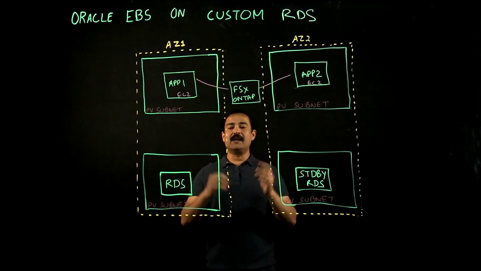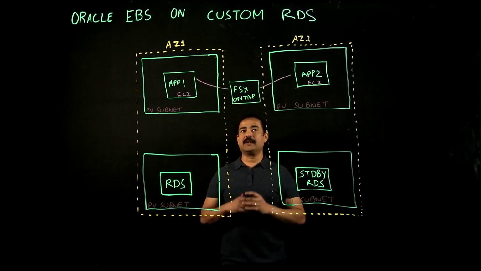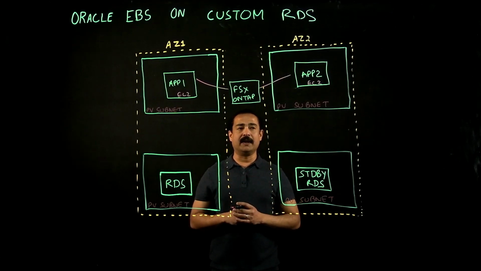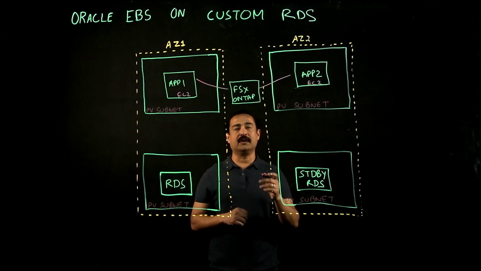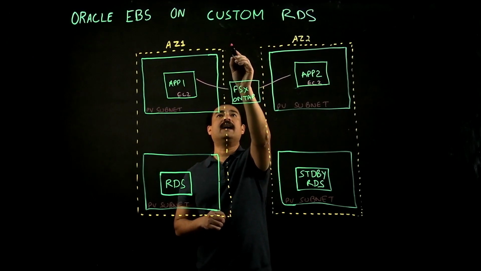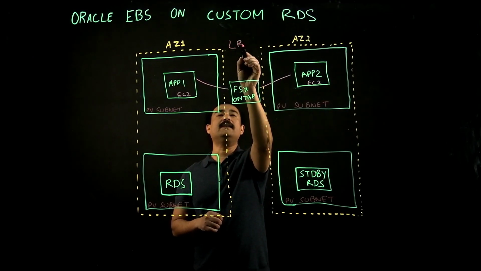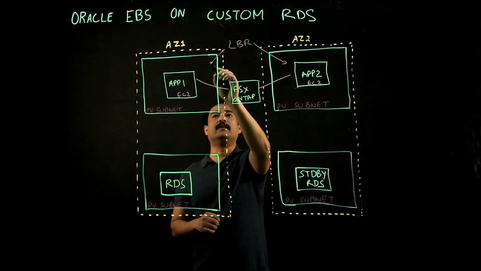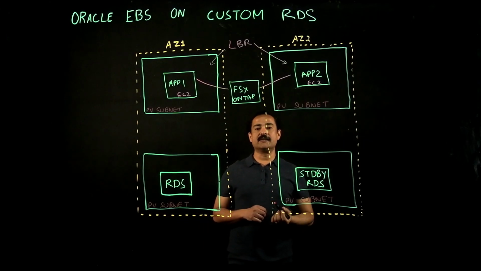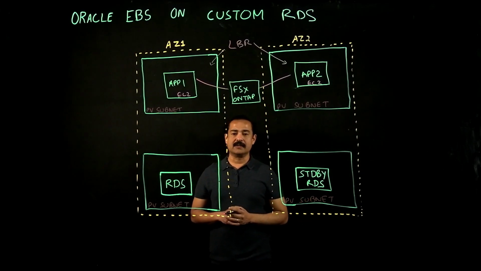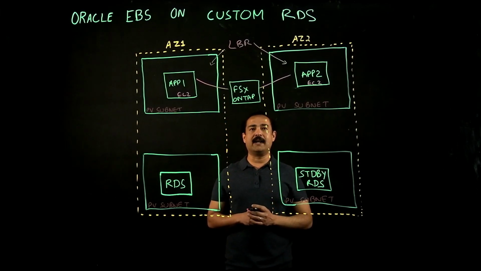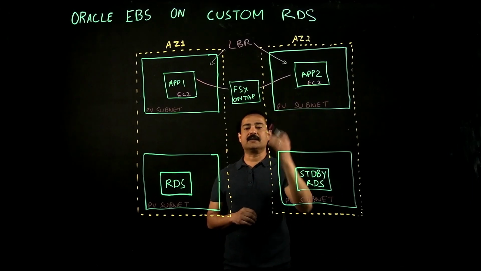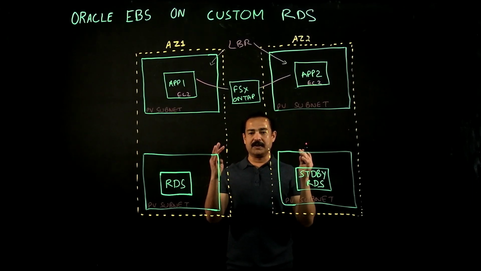Now you will be asking, I have distributed the application tier across multiple AZs, so how do I distribute the workload? For that, you can have a load balancer configured. You can use the standard load balancer provided by AWS, or if you are using a Cisco or BIG-IP load balancer, you can also deploy those from the marketplace. And that's how you configure the application tier.